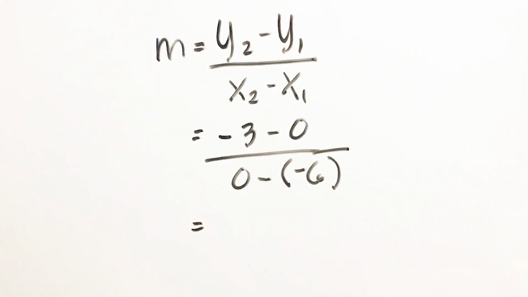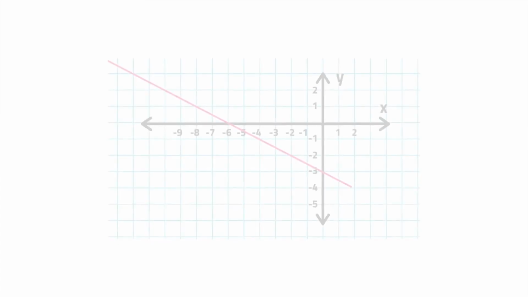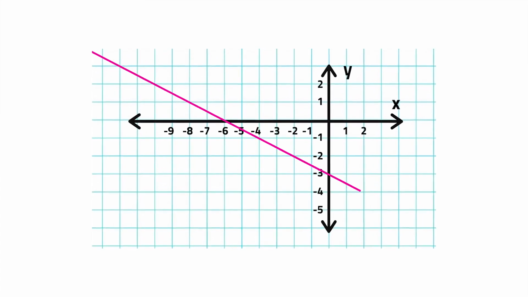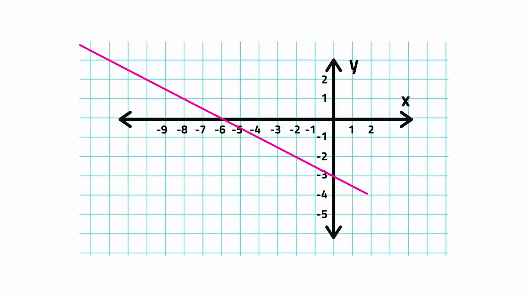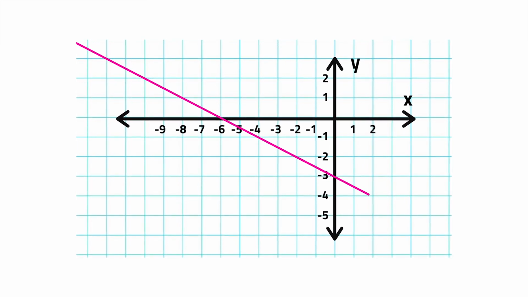The slope of the line is -1/2, a negative number, so this means it is a falling line. While the line here crosses the y-axis at 0, -3, so the y-intercept is -3.